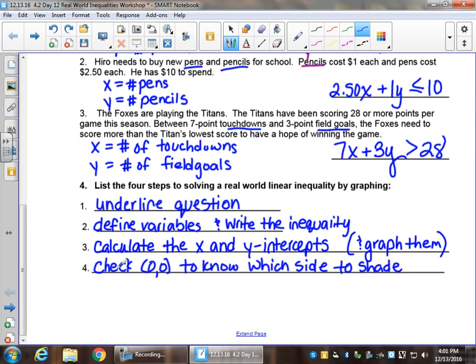Remember, the only time you can't use 0, 0 is if your line actually goes through 0, 0, which doesn't happen often, but it does happen. So 99% of the time we'll be able to use 0, 0. Sometimes we may have to choose another point.